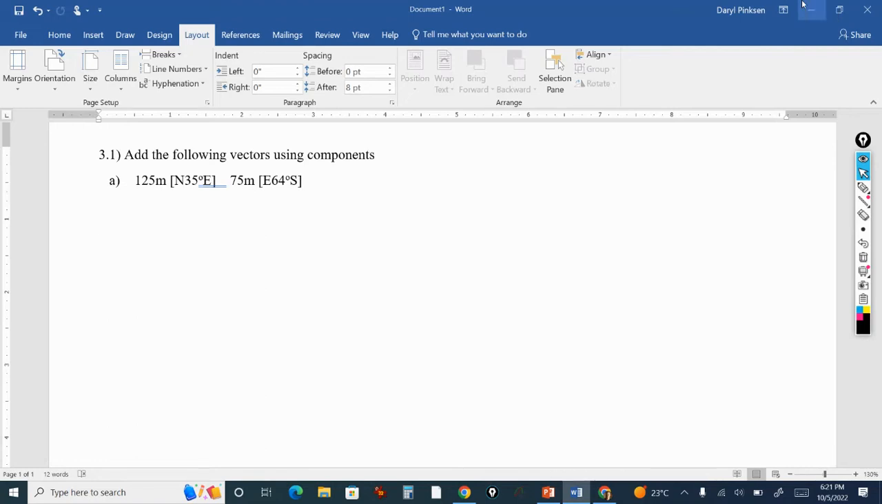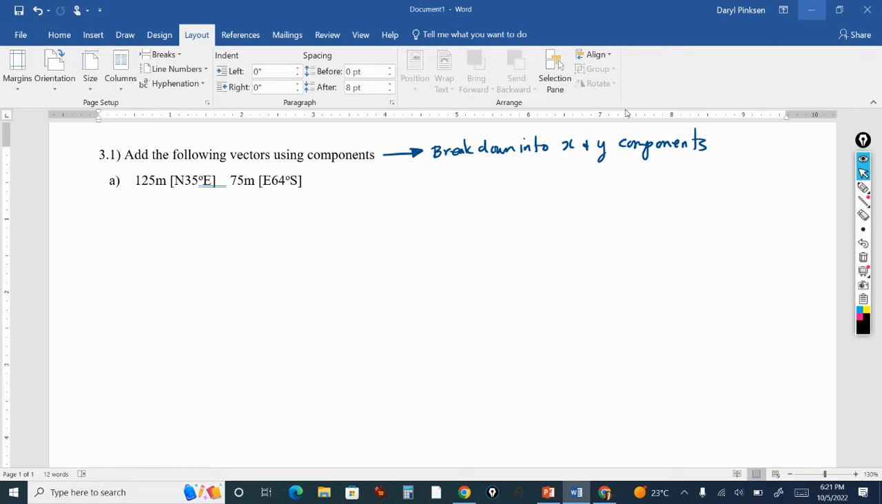Today we're going to look at adding vectors using components. And what that means is we're going to break them down. So you're going to break down into x and y components. That's what it means. So the first step here is drawing these correctly.